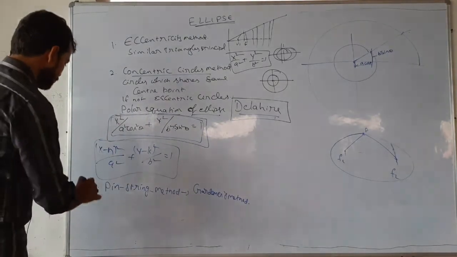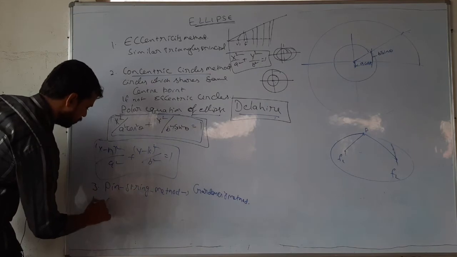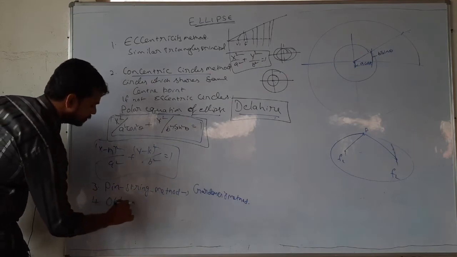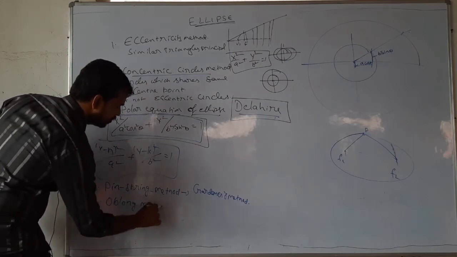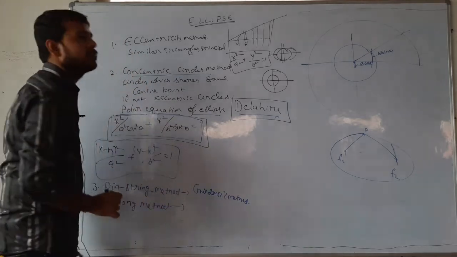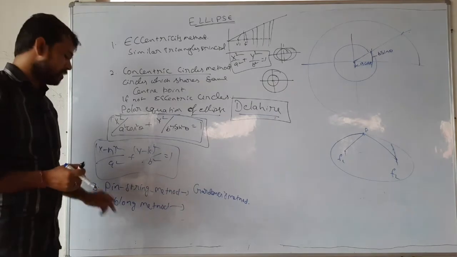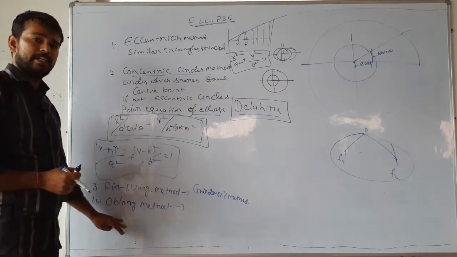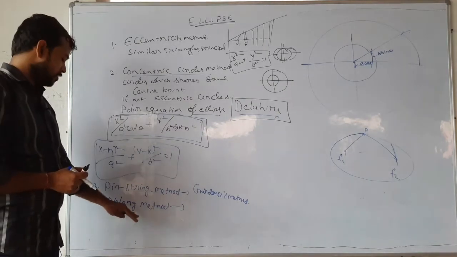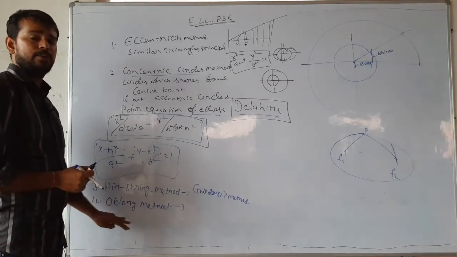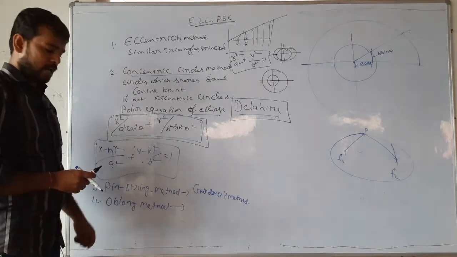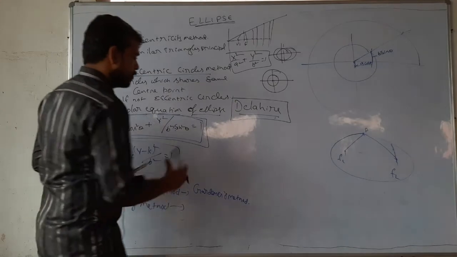Next, the oblong method. The oblong method is used when the major and minor axes, the conjugate axes of the ellipse, are given. The largest conjugate axis and the smallest conjugate axis are given. Then you will use the oblong method. Apart from this, are there any others? Yes, we have another one.